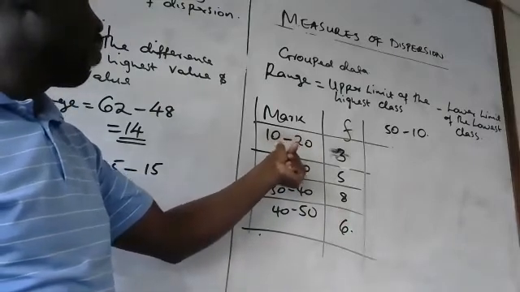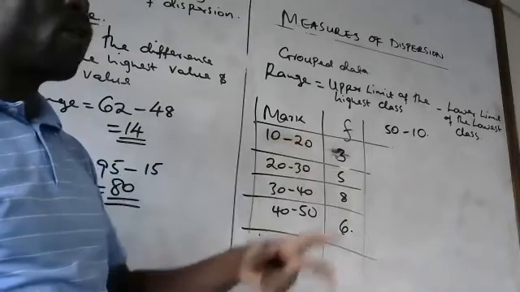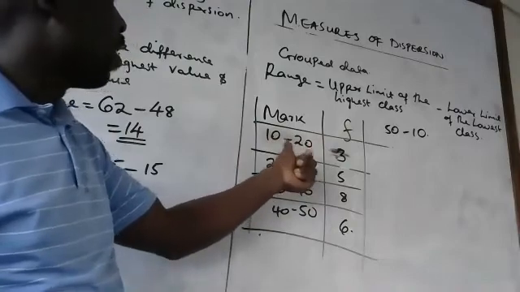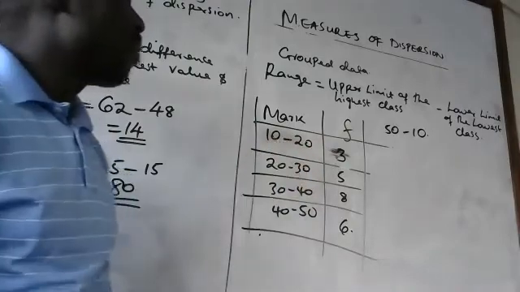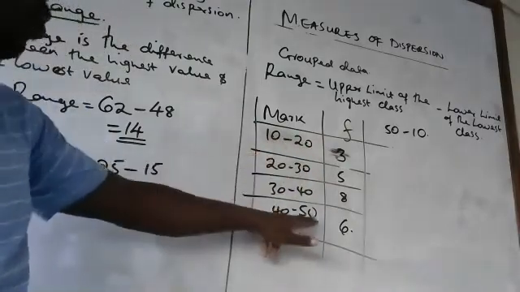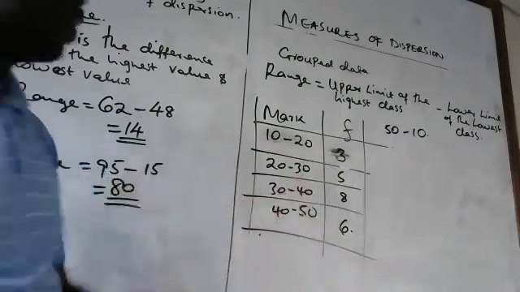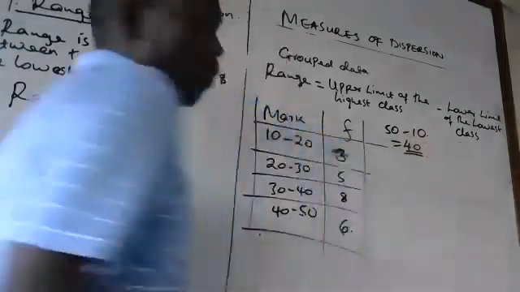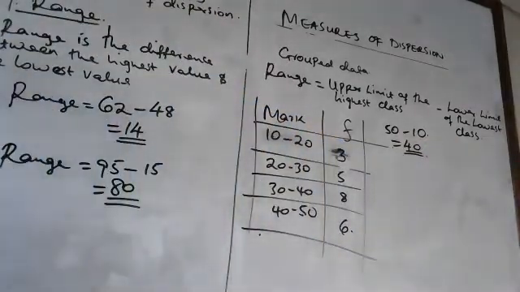The lowest class is the class where we are going to have the least score, which is 10 to 20, like that. So you take this. Actually, the marks are ranging from 10 to 50. So you hear like that, the range is what? 40. The range is going to be 40 for that particular case.